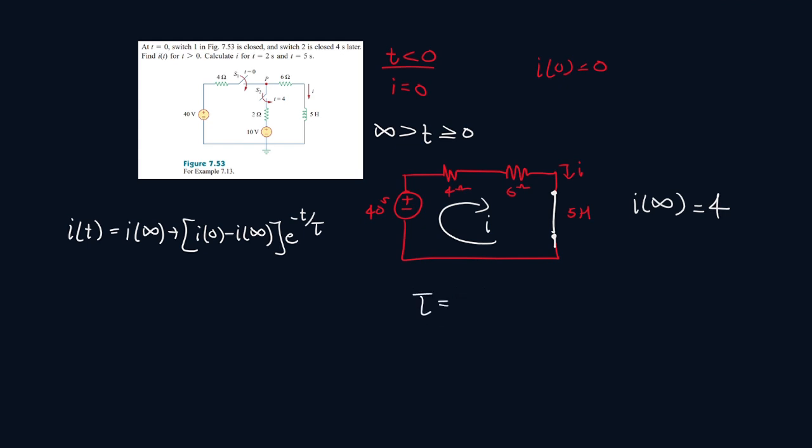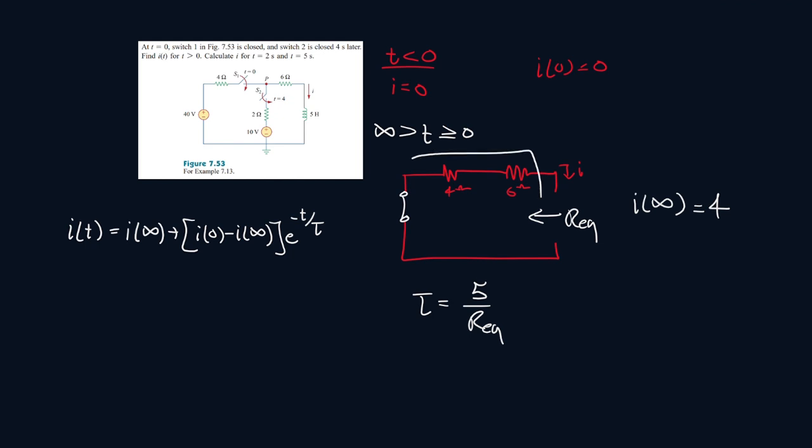Our time constant is equal to the inductance value over the equivalent resistance seen by that inductance. Our inductance value was 5, and if you find the equivalent resistance, obviously we'll just short the source, because it's an independent voltage source. So the equivalent resistance will be the sum of these two resistors, 6 plus 4, which is 10, so the time constant is 1 over 2.